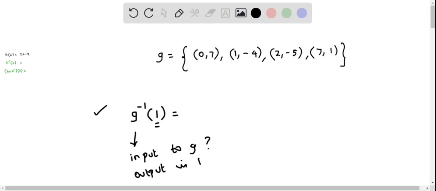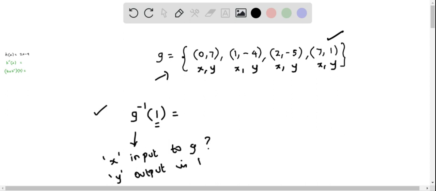And we usually say the input is nothing but X and the output is Y. So if you look at this G function, in each of the ordered pair, the first number represents X and the second number represents Y. So we write down like this, X comma Y. Now we have to find X such that Y is 1. So clearly only in this ordered pair Y equals 1.